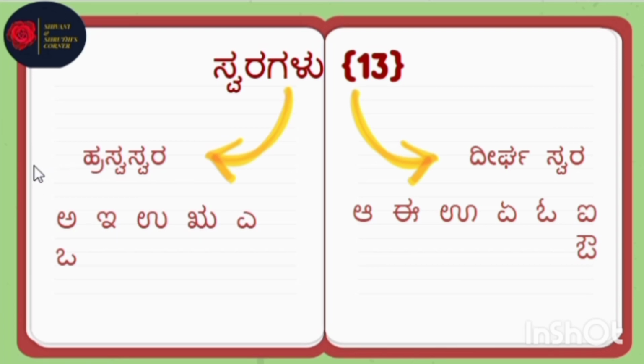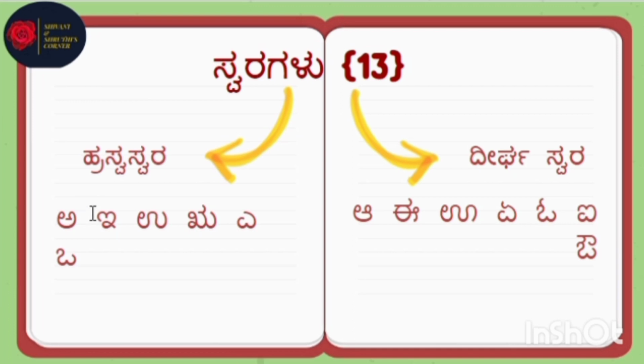So Swaragalu, under Swaragalu, there are two types. Swaragalu, there are vowels. They can be pronounced independently. Okay. So under them, there are two types. Hrasva Swara and Dirgha Swara. Hrasva means light or less time, and Dirgha means long. So Swara is vowels. So there are 6 Hrasva Swara and 7 Dirgha Swara. Overall, they sum up to 13.